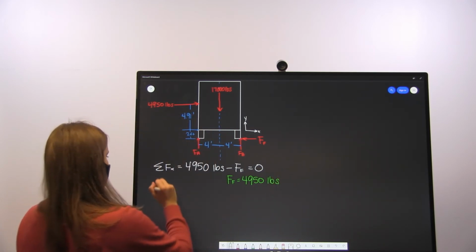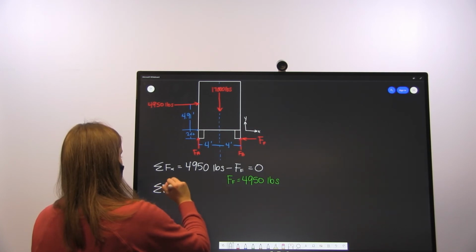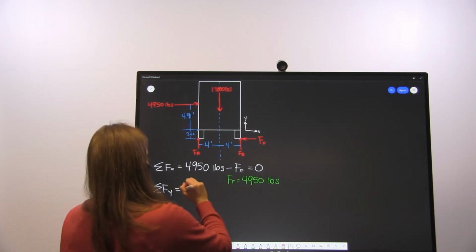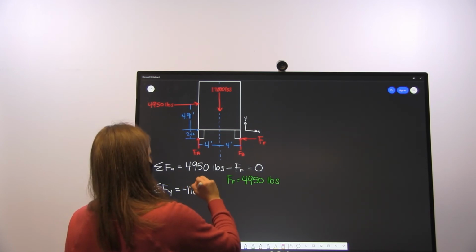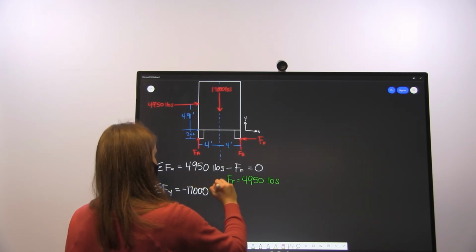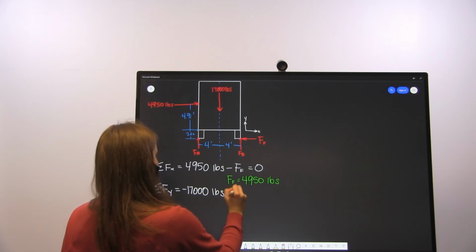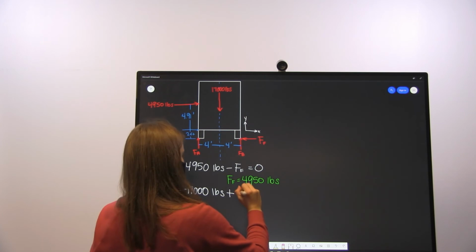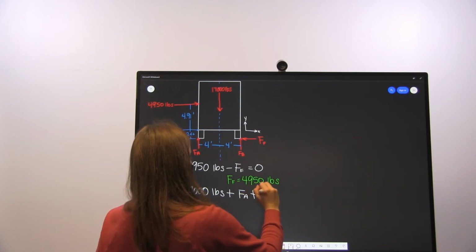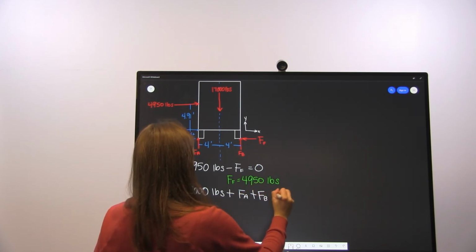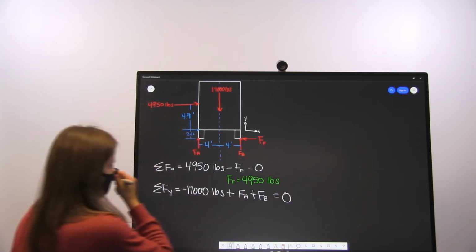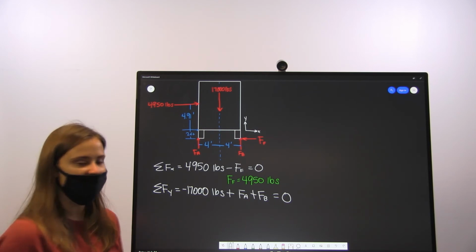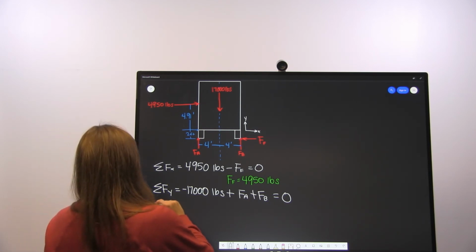And then we're going to have net forces in the y direction, and that's going to be the force of the weight, 17,000 pounds, and that's going to be negative because it's pushing down, plus the force of one tire plus the force of the other, and that's equal to 0. So we have these unknowns, but we still can't solve for them, so we're going to take the moment at A.